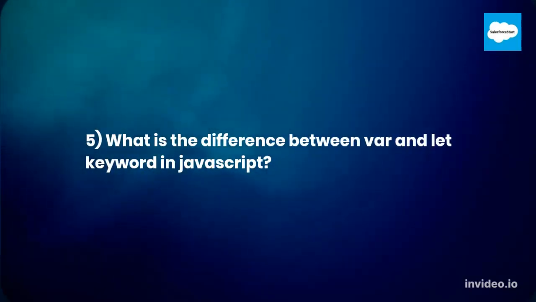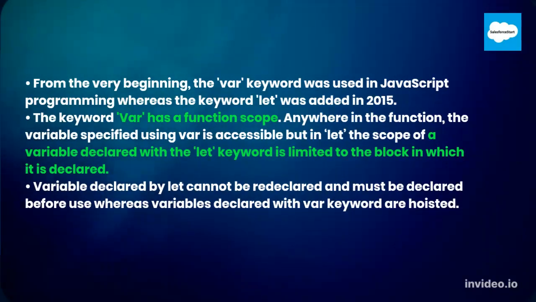Question number 5. What is the difference between var and let keyword in JavaScript? From the very beginning, the var keyword was used in JavaScript programming, whereas the keyword let was added in 2015. The keyword var has a function scope. Anywhere in the function, the variable specified using var is accessible, but in let the scope of a variable declared with the let keyword is limited to the block in which it is declared. Variable declared by let cannot be redeclared and must be declared before use, whereas variables declared with var keyword are hoisted.